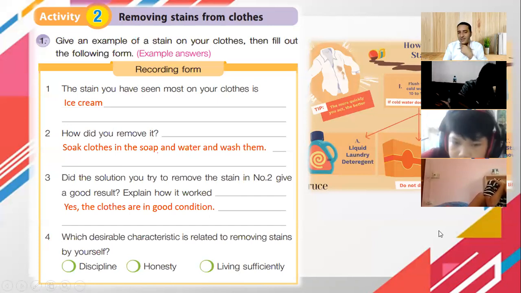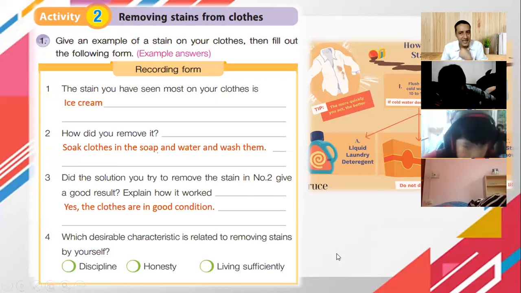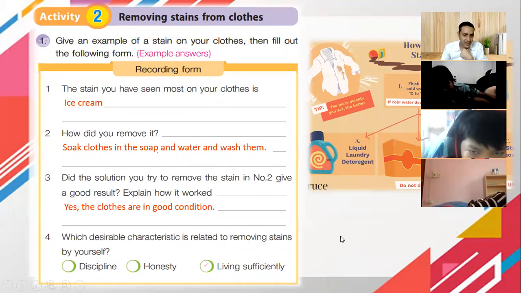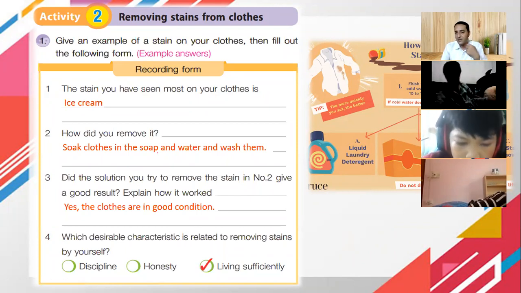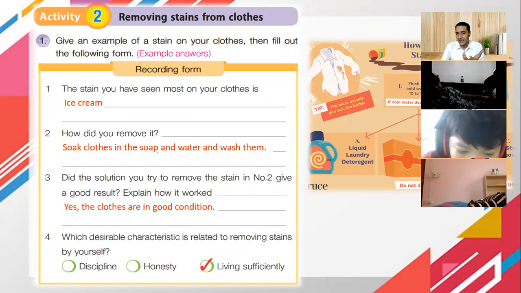Can you answer me, students? It will be discipline, honesty, or you will be living sufficiently. Discipline. Again, louder, please. I can't hear you. Discipline. Living sufficiently, exactly. If we are able to remove the stain out of our clothes by ourselves using the exact way, that means we will live sufficiently.